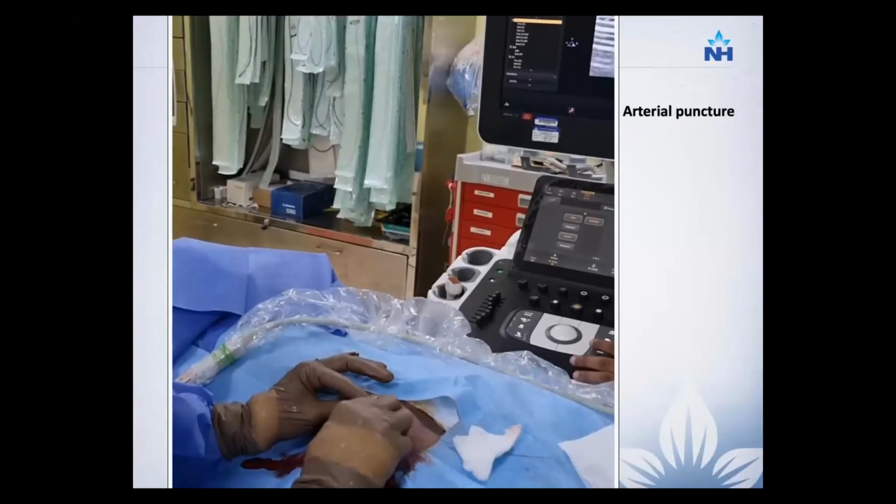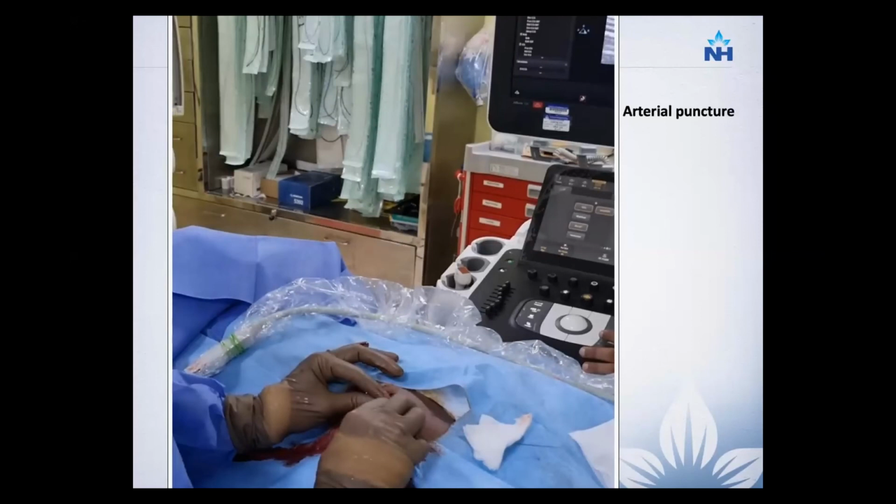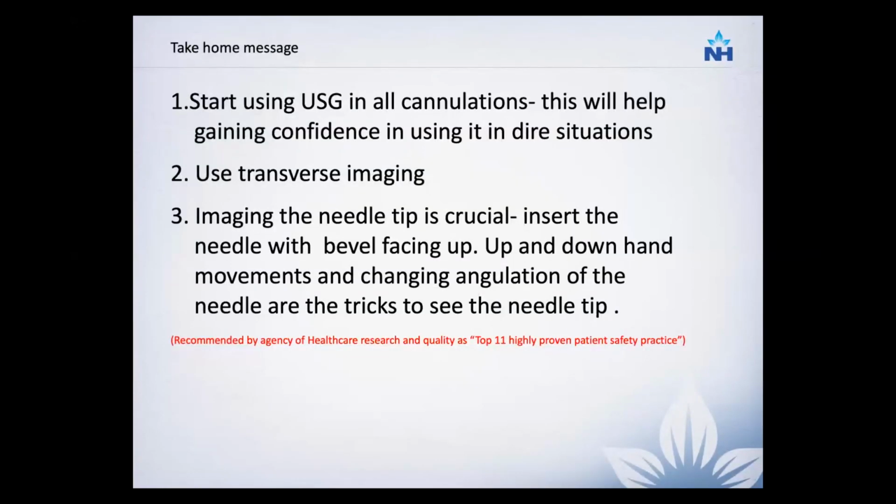So the take-home message today I would like to tell you all is you should start using ultrasound in all cannulations, not only when the situation arises, because in case of dire situations, you actually need that practice and that confidence, which you achieve after a lot of practicing in big patients and normal patients. Use transverse imaging. Imaging the needle tip is very crucial. Insert the needle with bevel facing up, and up and down hand movements and changing angulation of the needle tip are the tricks to identify the needle tip.